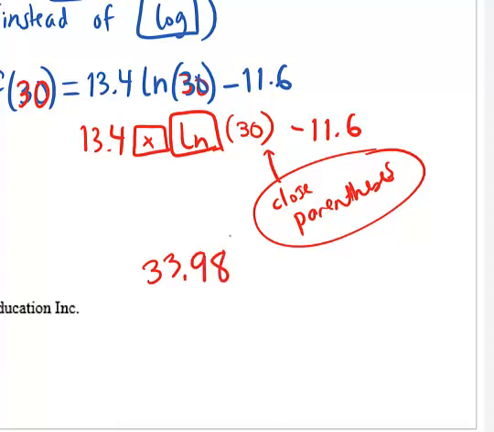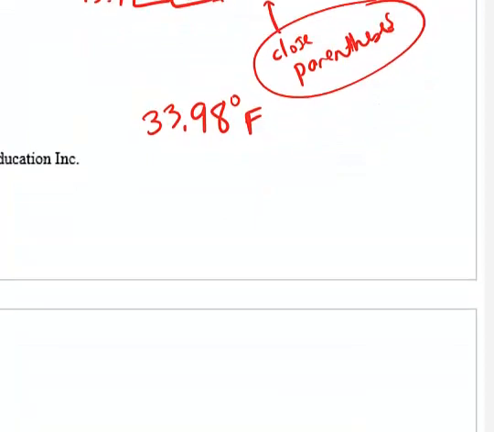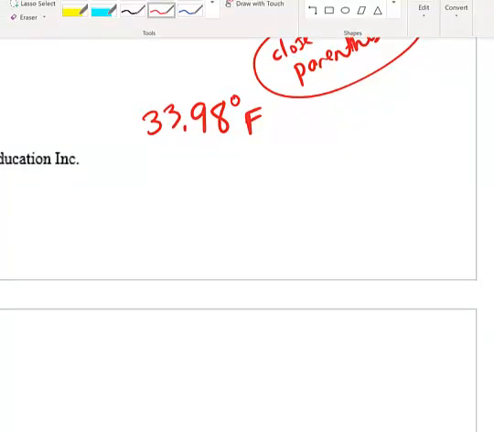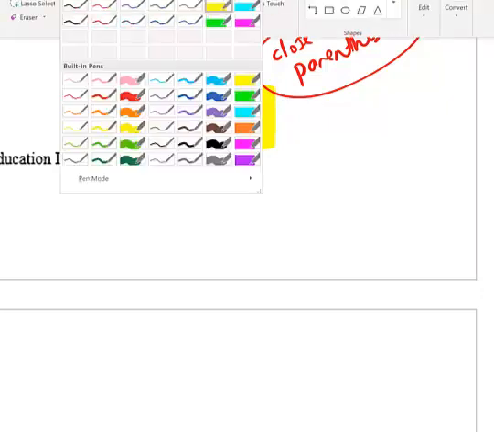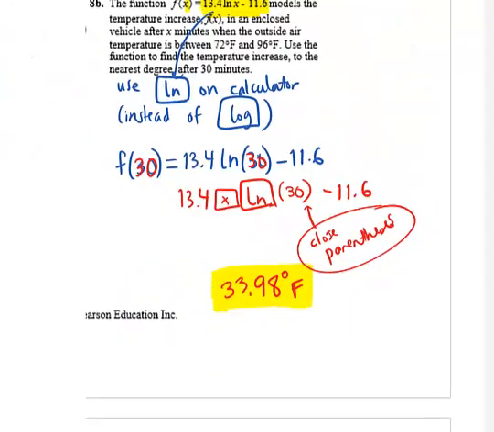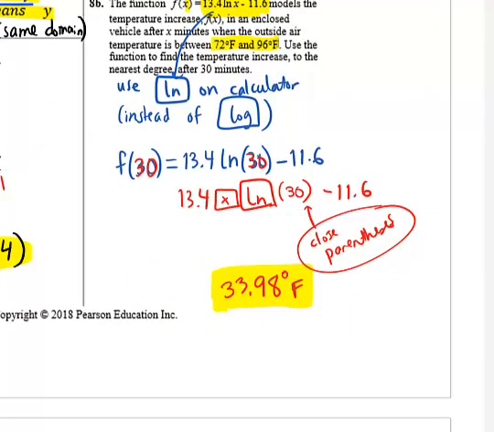33.98. Wow, that's a lot. So I guess that's why it's such a serious thing. You can't leave your dogs or your kids in the car while you go to the grocery store because you think 15, 20 minutes isn't that long, but the temperature increases by 33.98 degrees, and I guess that's if the temperature outside is anywhere between 72 and 96.